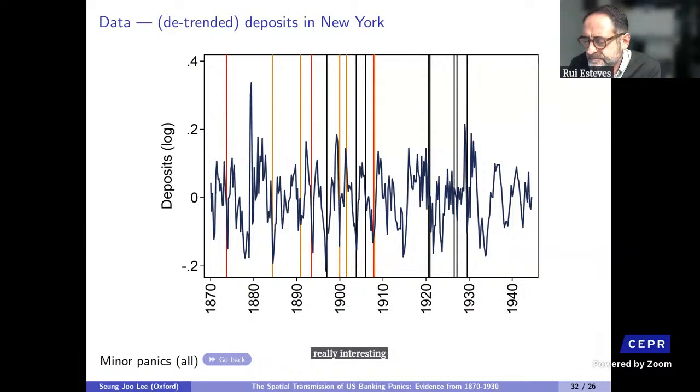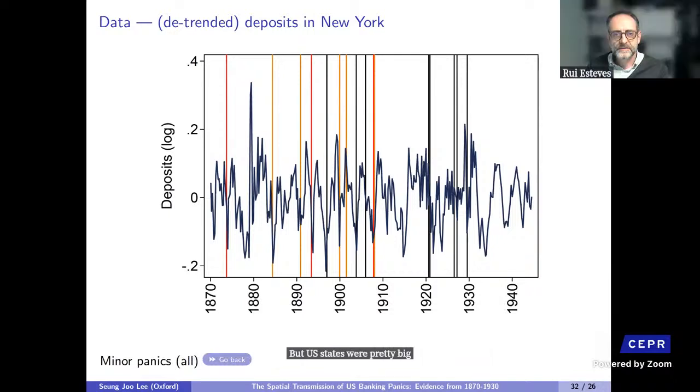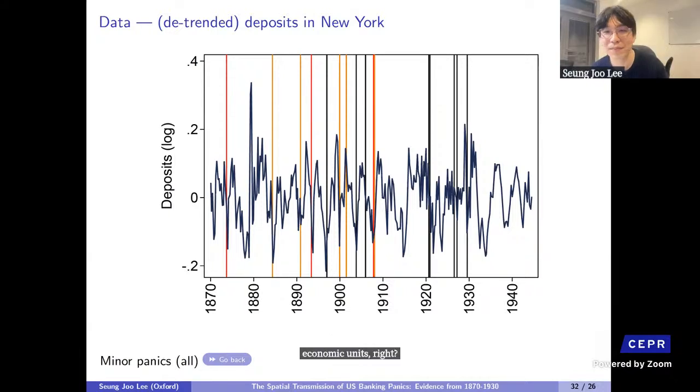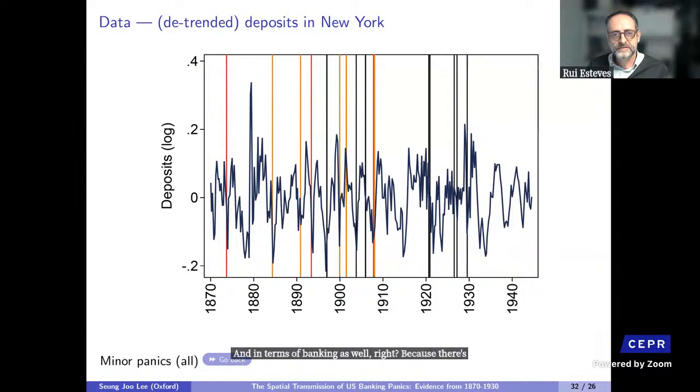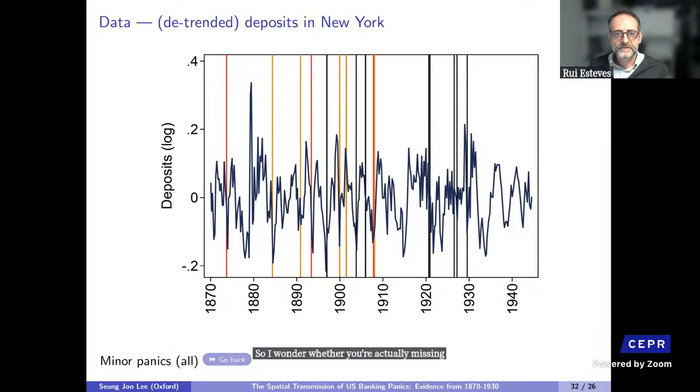Really interesting stuff. So, two questions, one of interpretation and the other of estimation. Starting with the latter, right? So, you use state level data, and you start with more disaggregated data and aggregate all the way to the state. Right. But US states are pretty big economic units, right? And in terms of banking as well, right? Because there are big cities, small cities, even if they're not any reserve city in a state, right? There will be obvious agglomeration of finance in some cities and so on. So I wonder whether you're actually missing most of the action by using such highly aggregated data, right?